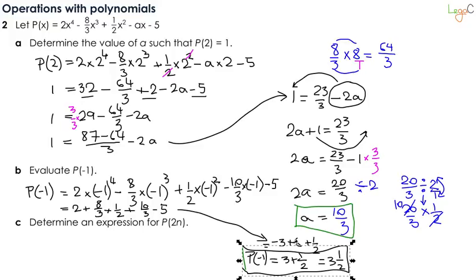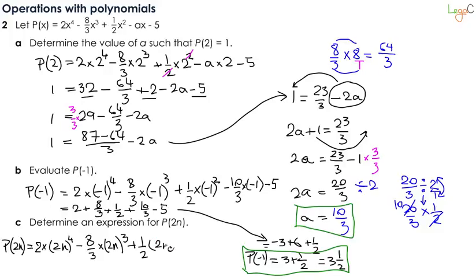For part C of this question, we have to determine an expression for p of 2n. So this time we have to substitute a term that consists of a number and a letter. So let's see how we go with this one. P of 2n equals 2 times 2n to the power of 4, minus 8 over 3 times 2n to the power of 3. And again, I put this in brackets because both 2 and n are to the power. Plus a half times 2n to the power of 2.